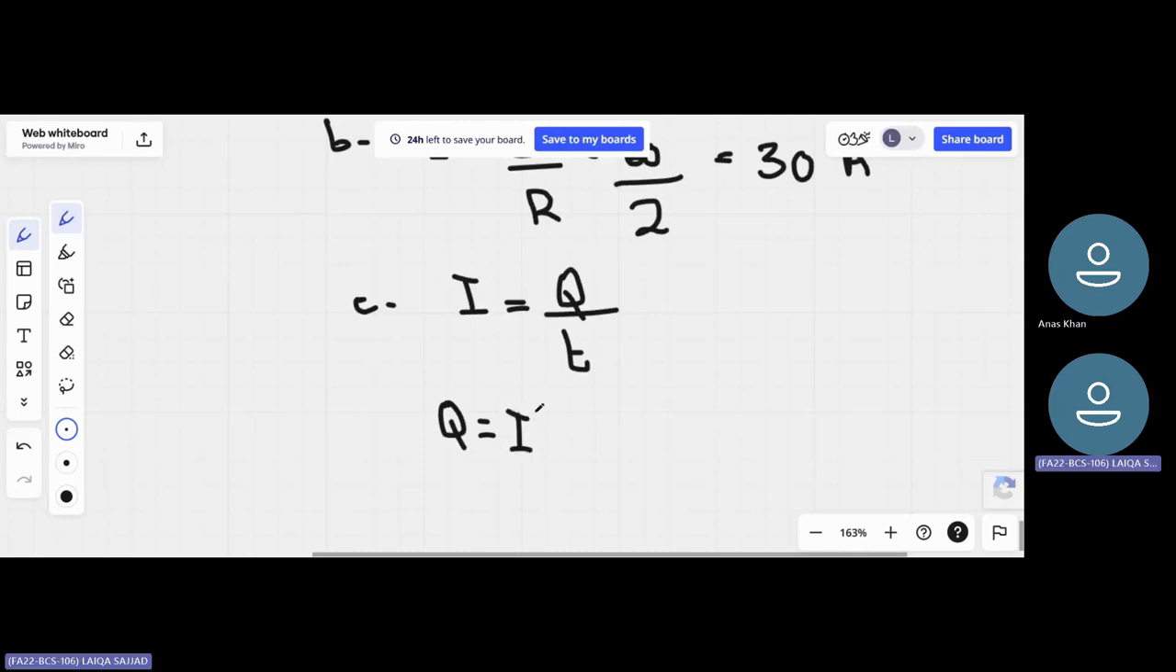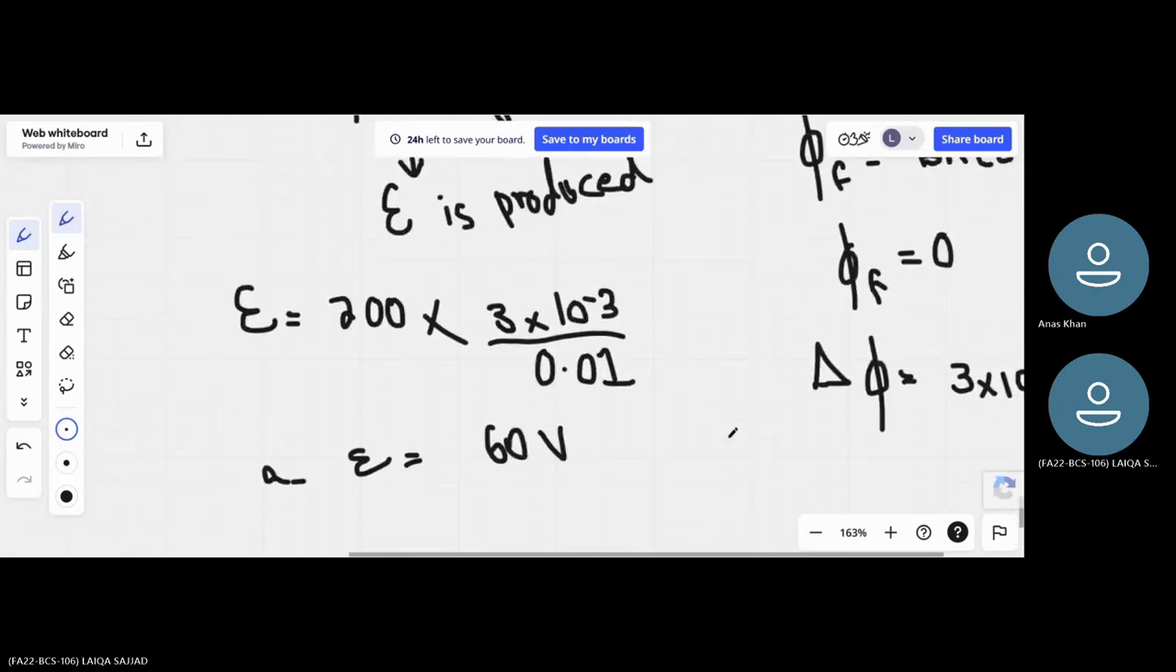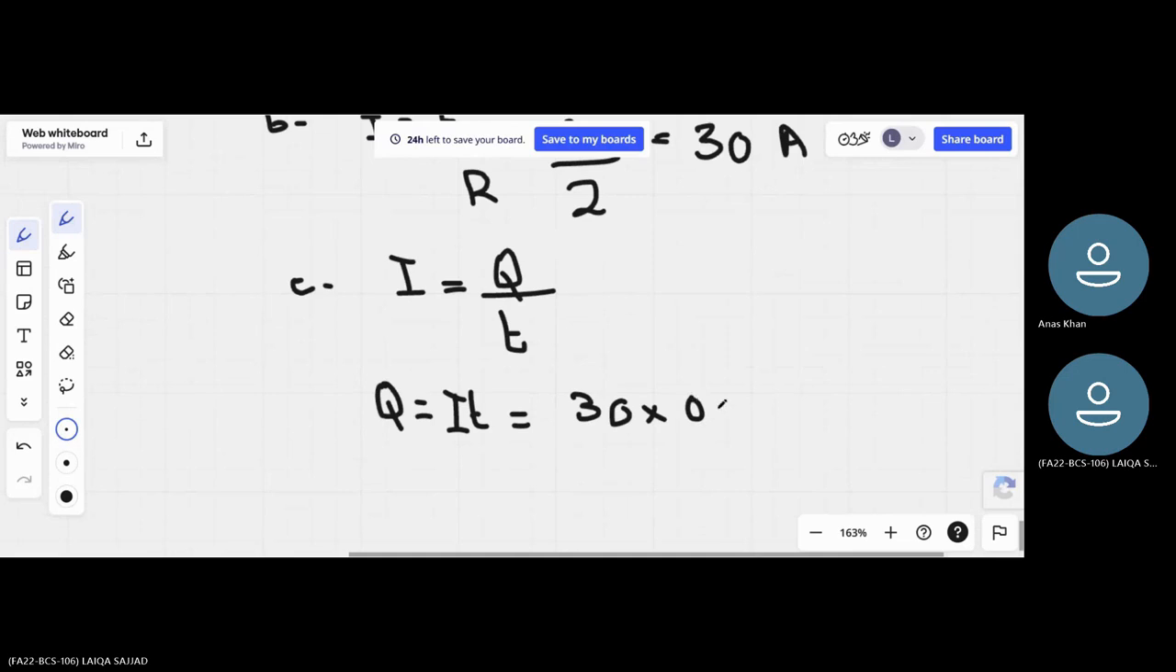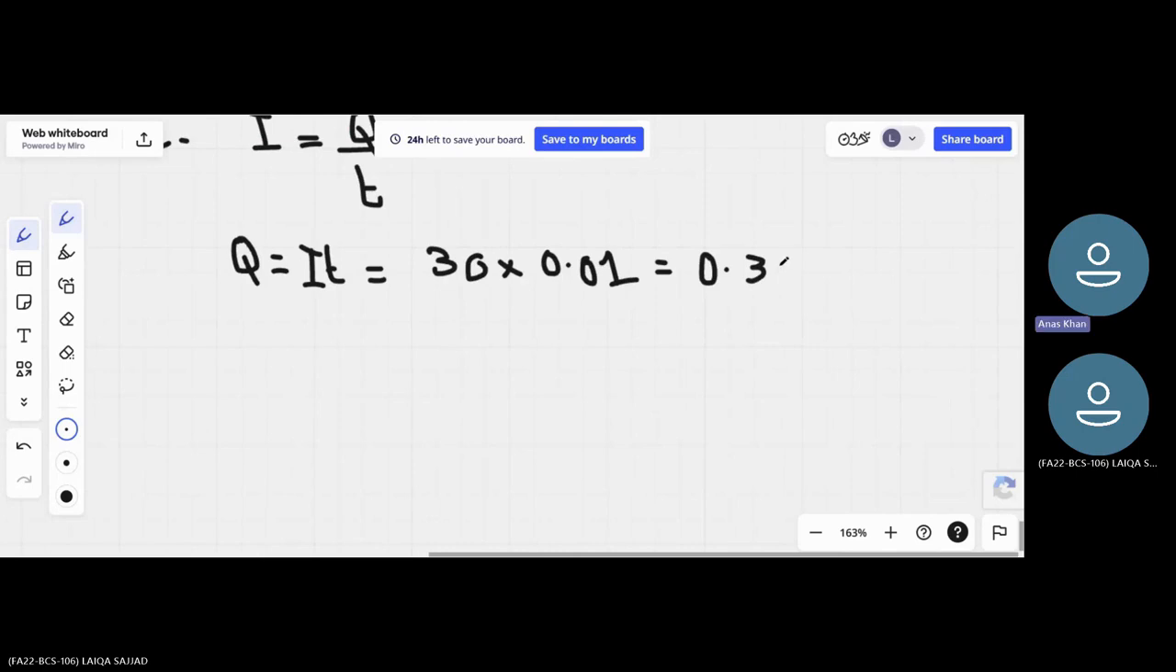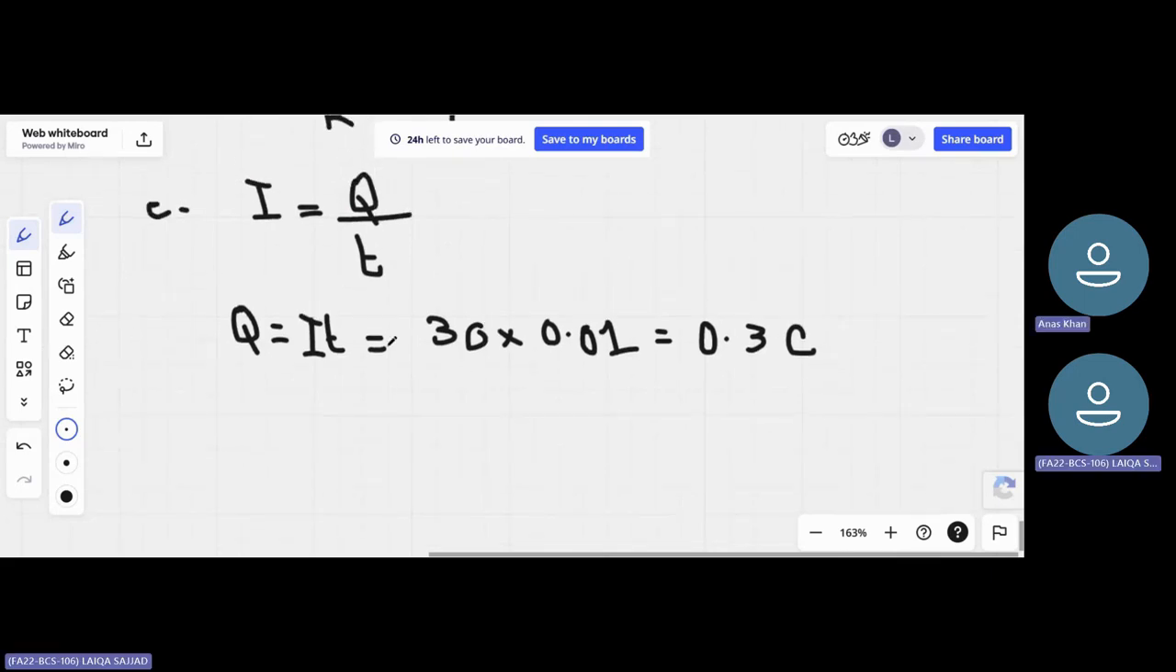We simply rearrange it and substitute the values. It would be 30 times the time, which was 0.01, and we get 0.3. What's the unit of charge? The unit of charge is coulombs. So the total charge that flowed would be 0.3 coulombs. Clear?